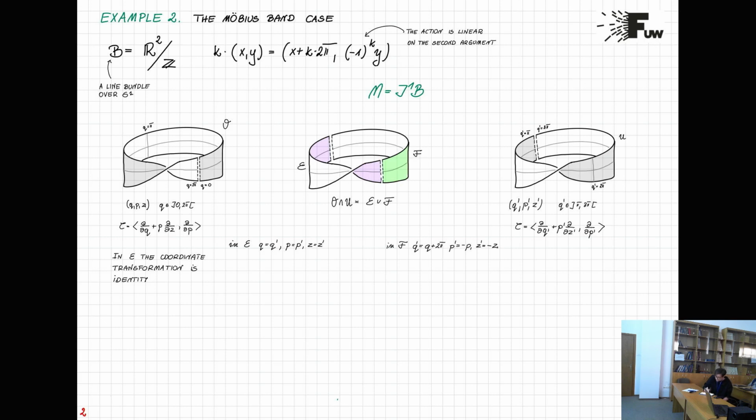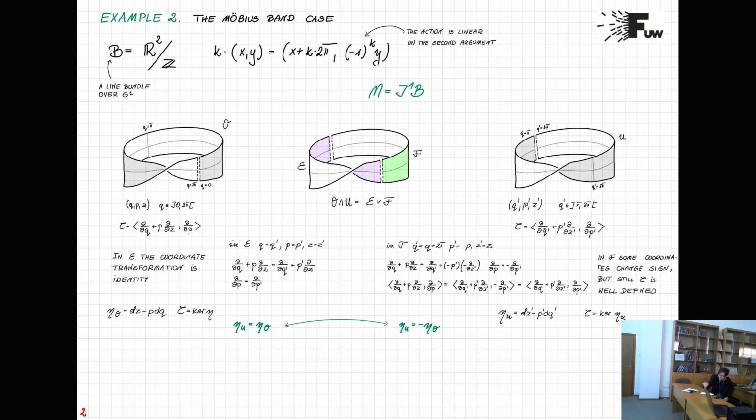And we have changes of coordinates. So in this purple part, the coordinates change very simply, it is just the identity, nothing happens. And over this green part, the coordinates are changed in the sense that q is moved, and the coordinates of the jet and the value of the section change signs. Oh, because this is how the action works.